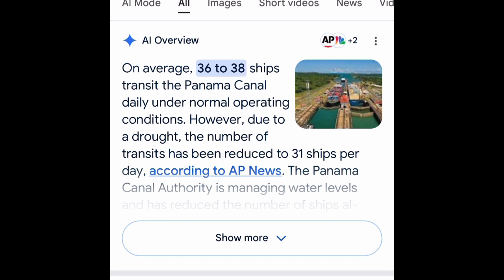On average, 36 to 38 ships. We're not talking about little small boats. We're talking about huge cargo ships transiting the Panama Canal daily under normal operating conditions.